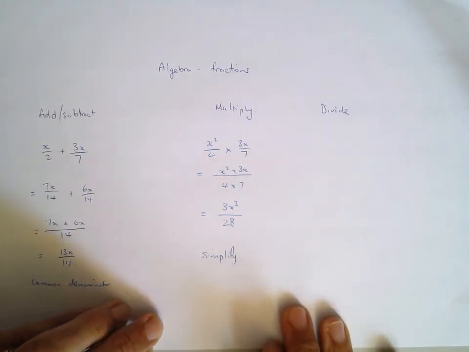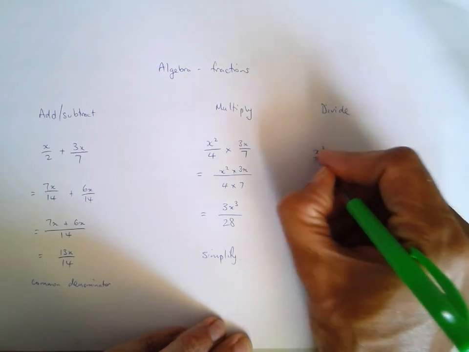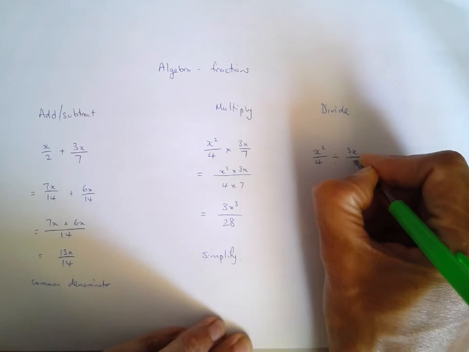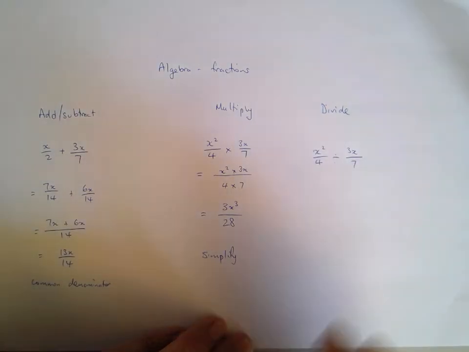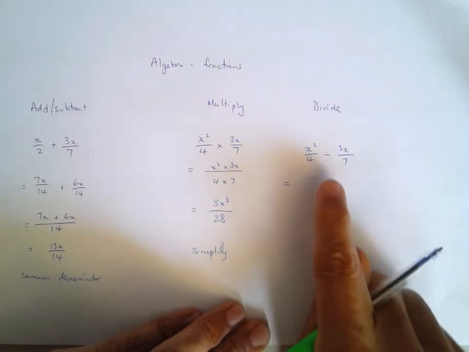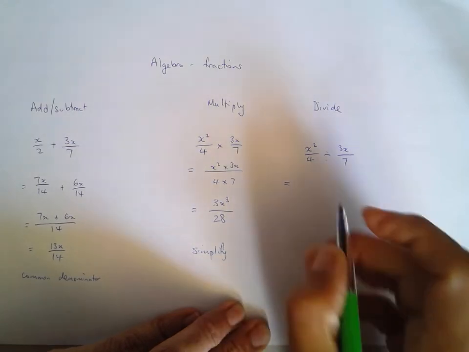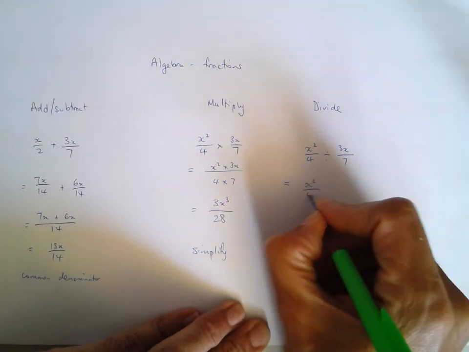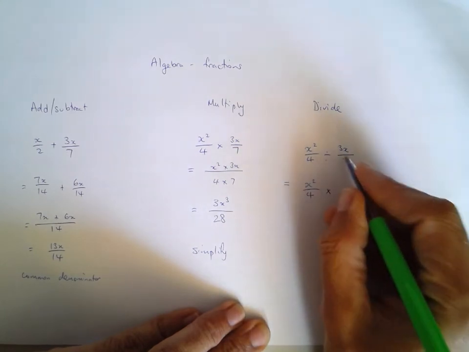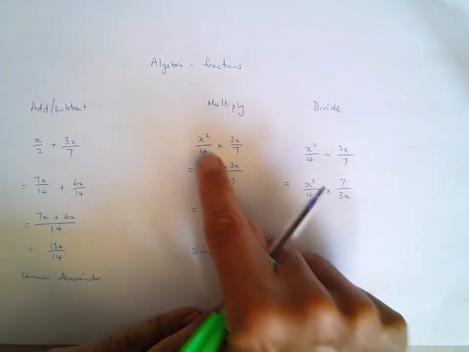And finally, with the division of algebraic fractions, if I had x squared upon 4 divided by 3x upon 7, I now want to use that technique we use with number, where dividing by one fraction is the same as multiplying by its reciprocal. So I've still got x squared upon 4, and I'm going to multiply by the reciprocal of 3 on 7x, which is 7 upon 3x.